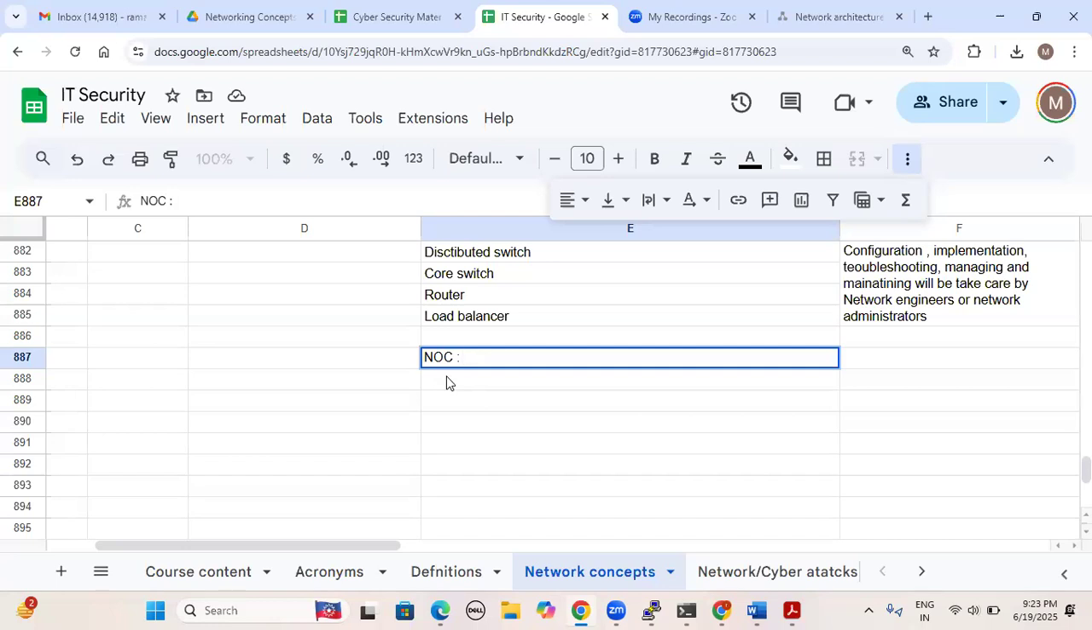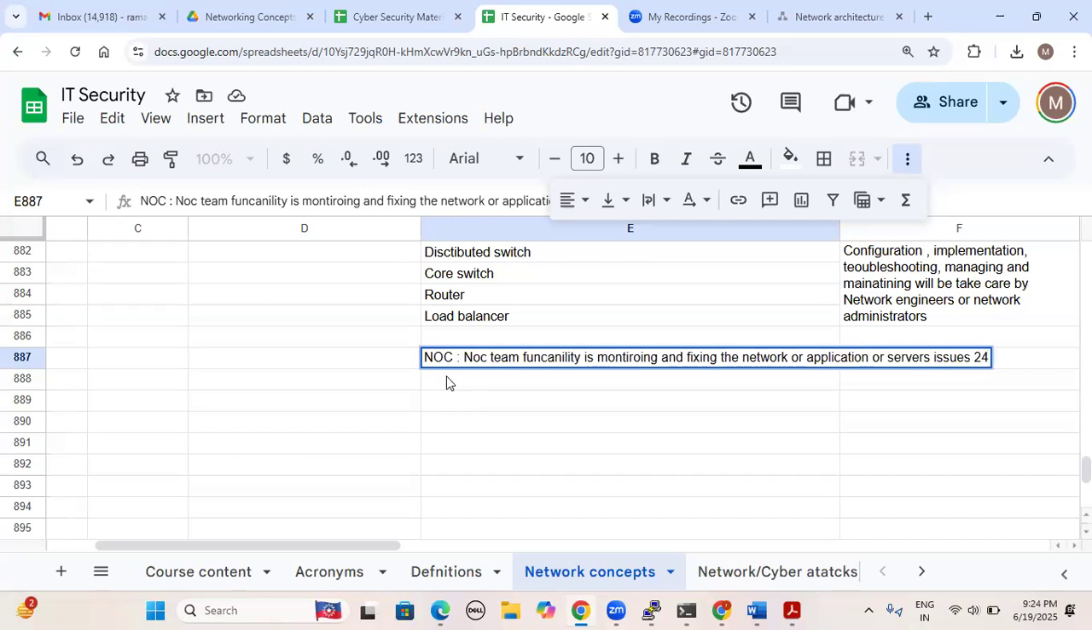Then what is NOC? Network Operations Center. This Network Operations Center will take care of the network monitoring, application monitoring, and server monitoring. Okay. The NOC team's functionality is monitoring and fixing of the network, application, or server related issues. So that is the NOC team.